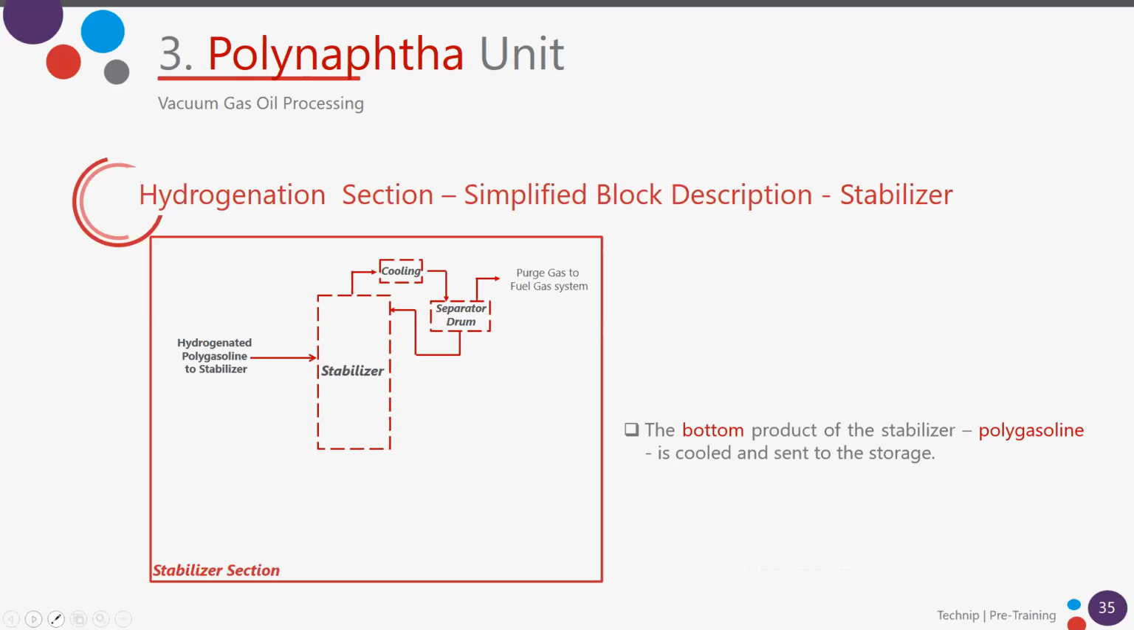And the bottom product of the stabilizer is our product, okay? Before we send this gasoline to the storage, we have to cool down this stream from the bottom of the stabilizer. Also, when we have an online session about blending and product, we will see more or less the different streams that we will blend in the gasoline pool. And one is, of course, this polygasoline that we will use in our gasoline pool.